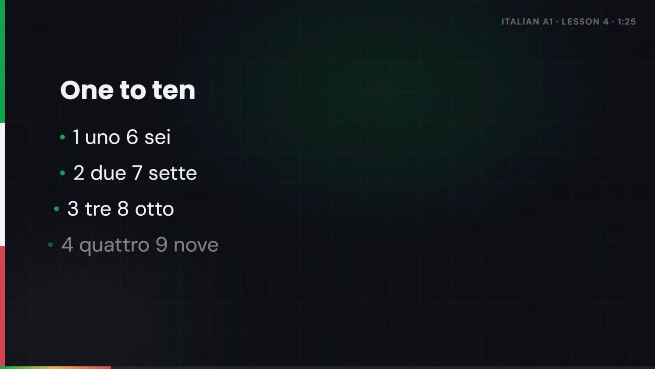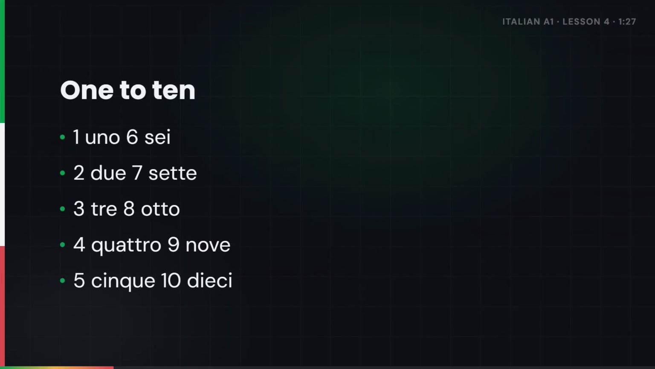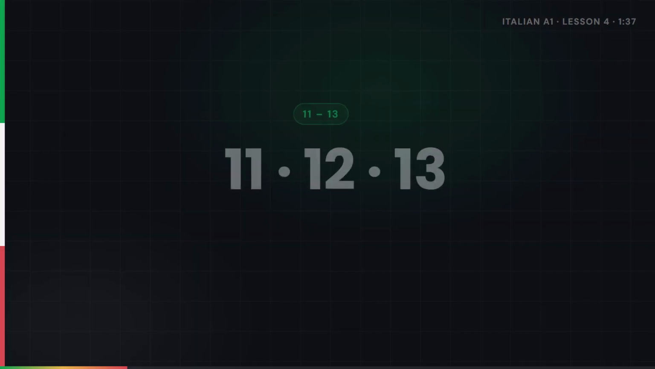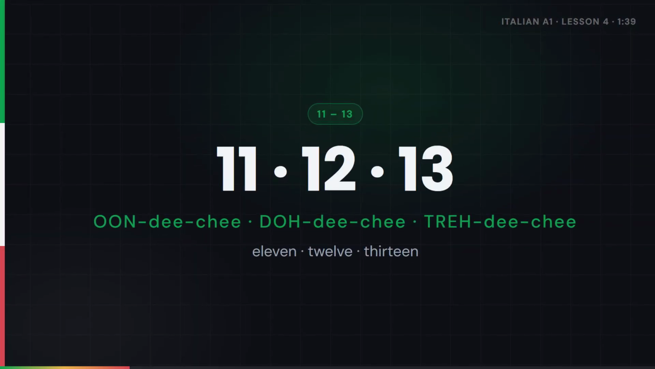There's your first 10. Screenshot this, then say the whole row out loud once before we go on. Now 11 to 20. And this is where Italian does you a favor. Listen to these 3. See if you can hear what's hiding at the end of each one.